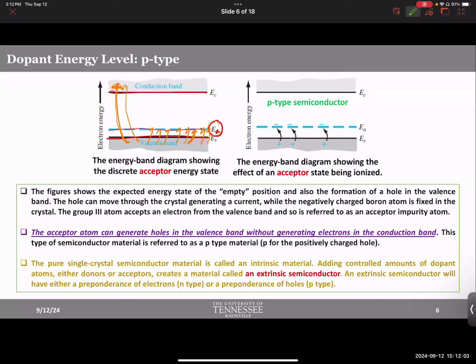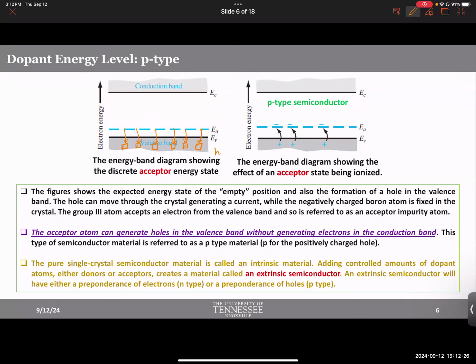I'm not going to say that the valence band will give electrons to the acceptor level. I'm going to flip it around. I'm going to say that this acceptor level will provide holes to the valence band. It's funny, but this is how we do things in the semiconductor industry. So basically, the acceptor will give holes to the valence band. It will create holes in the valence band. That's how we put it.